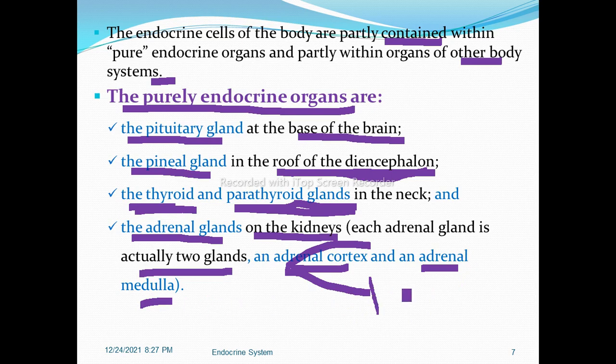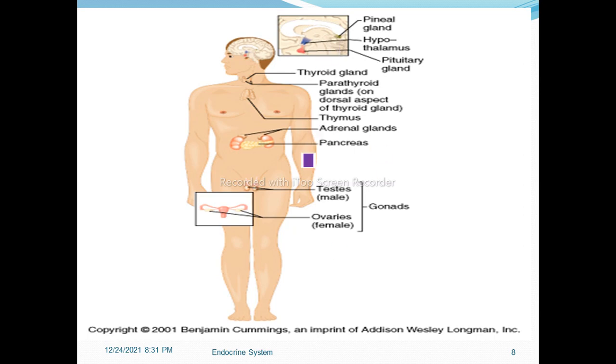The adrenal medulla is the center for fight or flight responses. There are cells known as chromaffin cells, which secrete catecholamines. Catecholamines include epinephrine and norepinephrine. This is important for fight or flight responses. So these are all our pure endocrine glands, as I mentioned before: pineal gland, pituitary gland, thyroid gland, parathyroid gland, and adrenal gland.